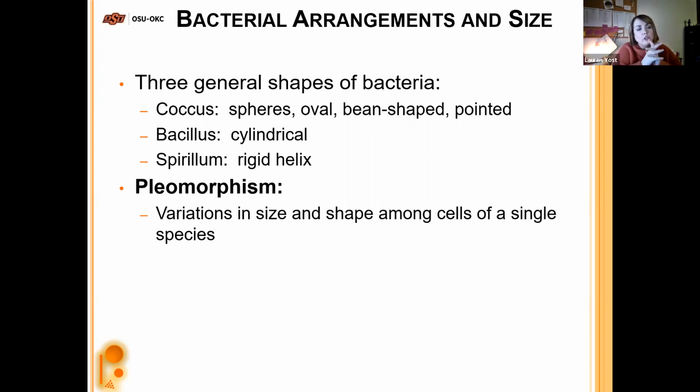Pleomorphism is a term that refers to variations in size and shape among cells of a single species. So if that single species sometimes has a lot of variety in its shape, then we call it pleomorphic. Okay. Pleo being many, morph being shape.